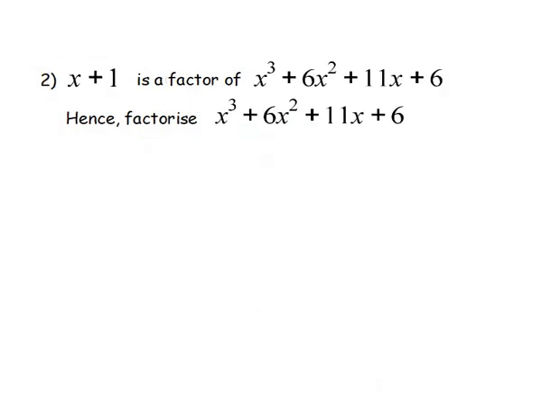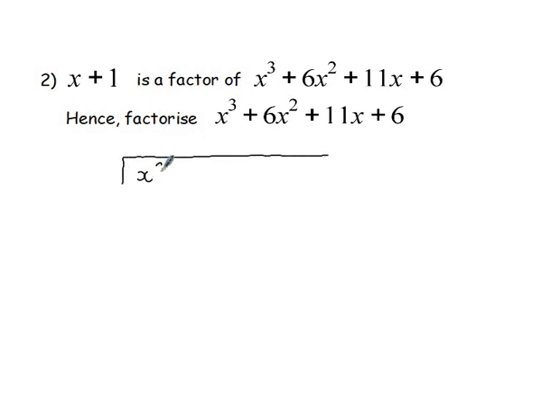Example 2 then. So we have x plus 1 is a factor of x cubed plus 6x squared plus 11x plus 6, hence factorise it. So again, we need to start by dividing like we learned last time, and then we need to hence factorise, so factorise that answer that you get on the top of the bus stop. So bus stop down to start.